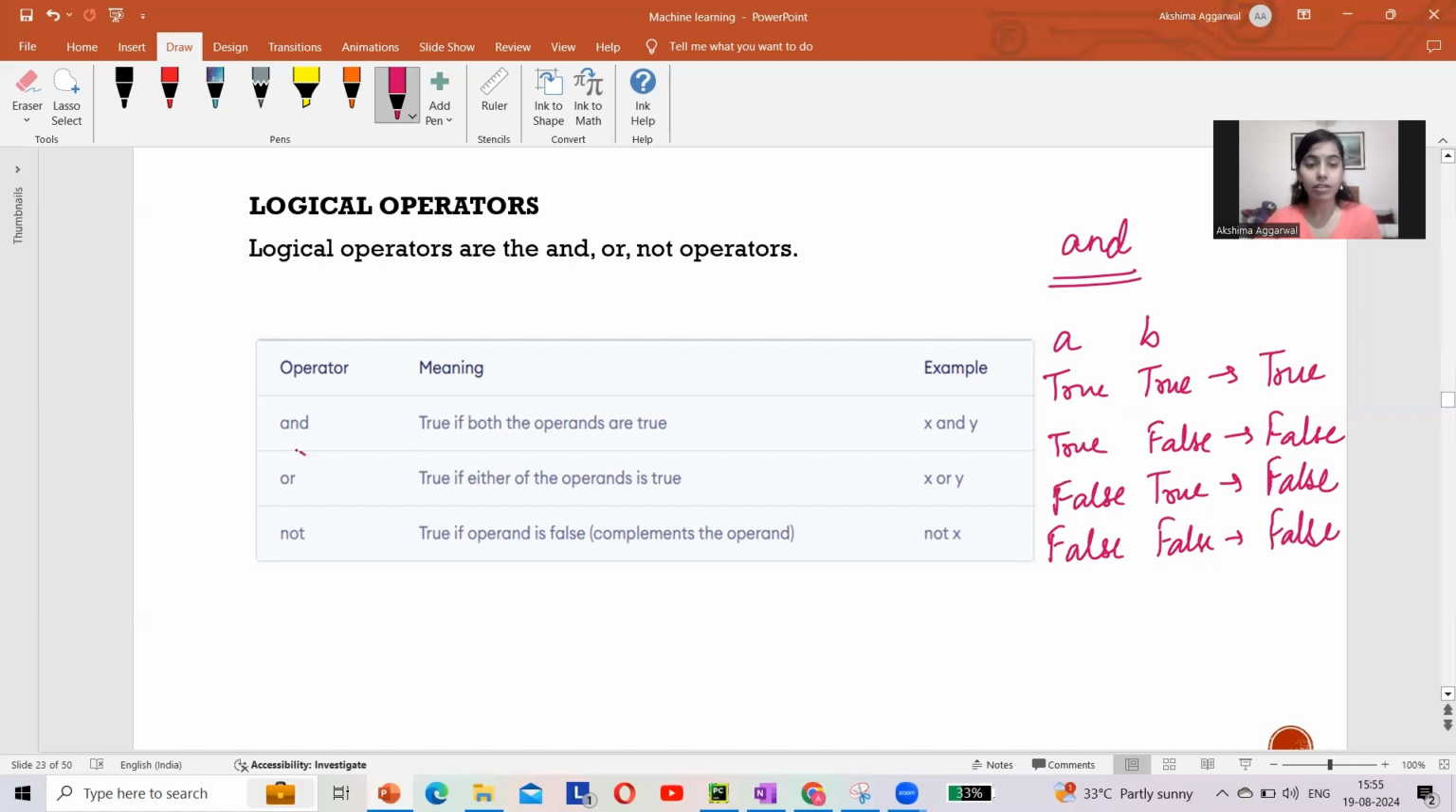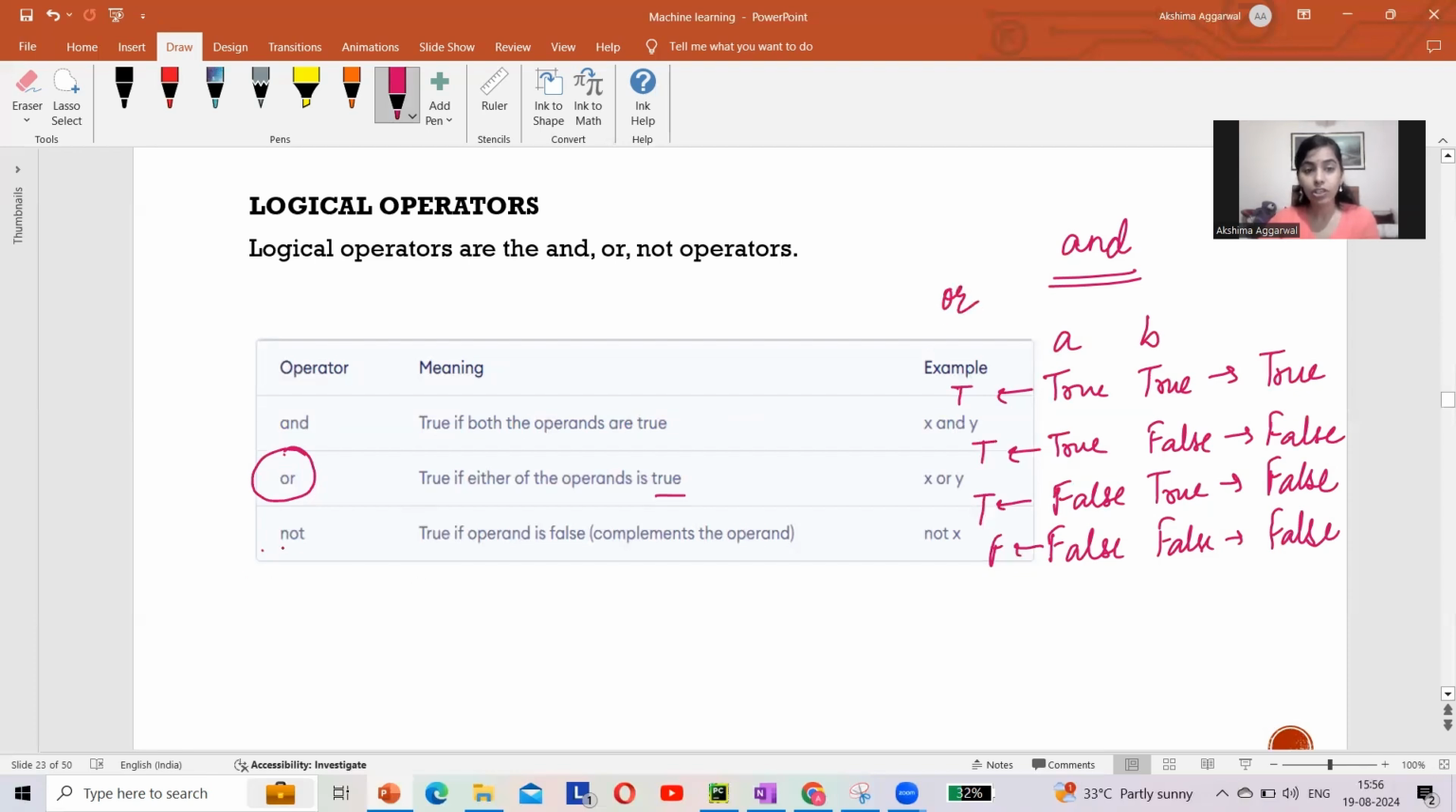The next is OR. It is true if either of the operands is true. In the case of OR, if one of the operands is true, it gives you true. If both are true, it is also true. If one of the operands is true, it is also true. Otherwise, it is false. That is for OR.